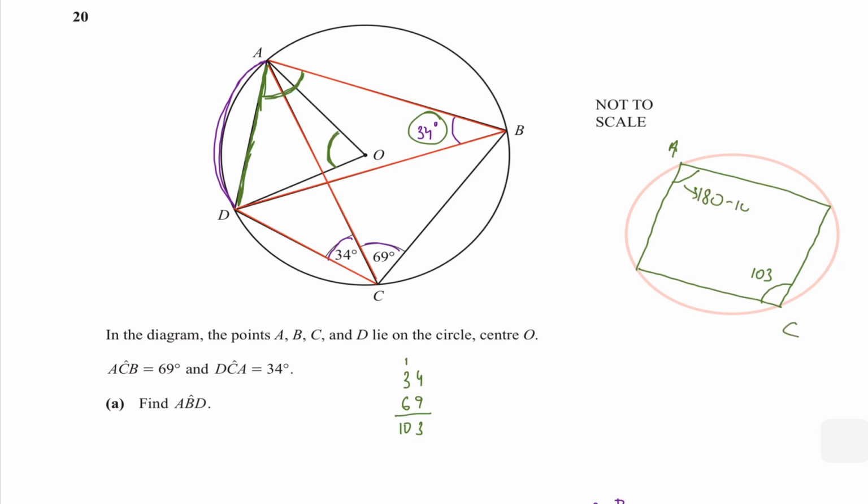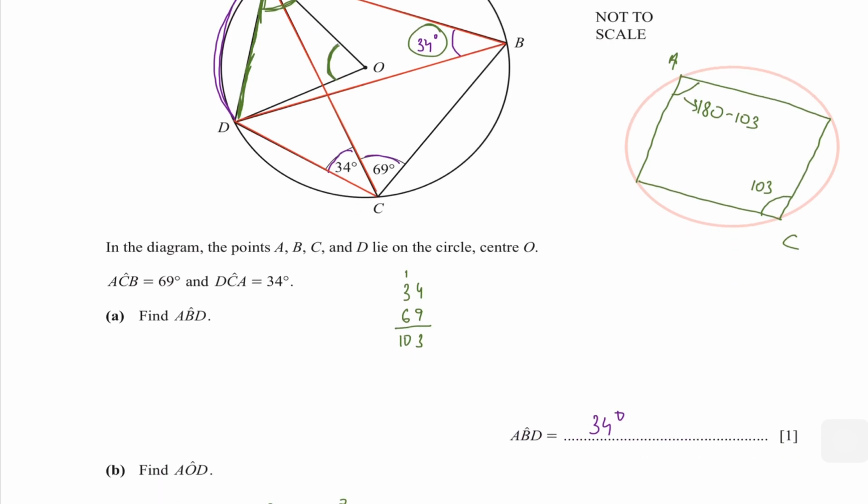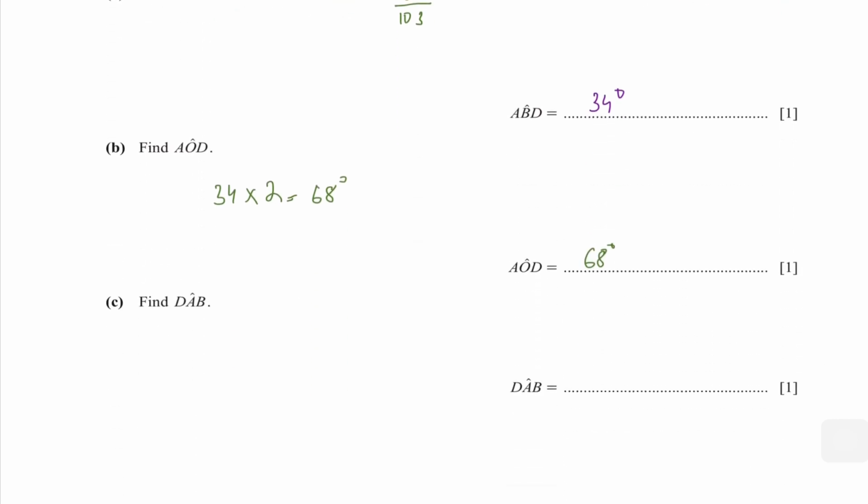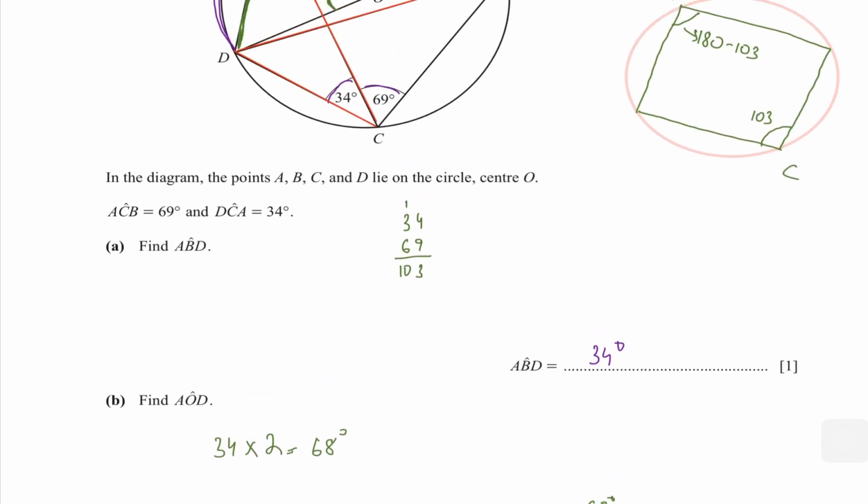If you want the angle that's opposite of it, you can get it by subtracting it from 180. So 180 minus 103 is going to be 77. Yeah, it's going to be 77. So let's write that down. 77 degrees. Let me just double check.